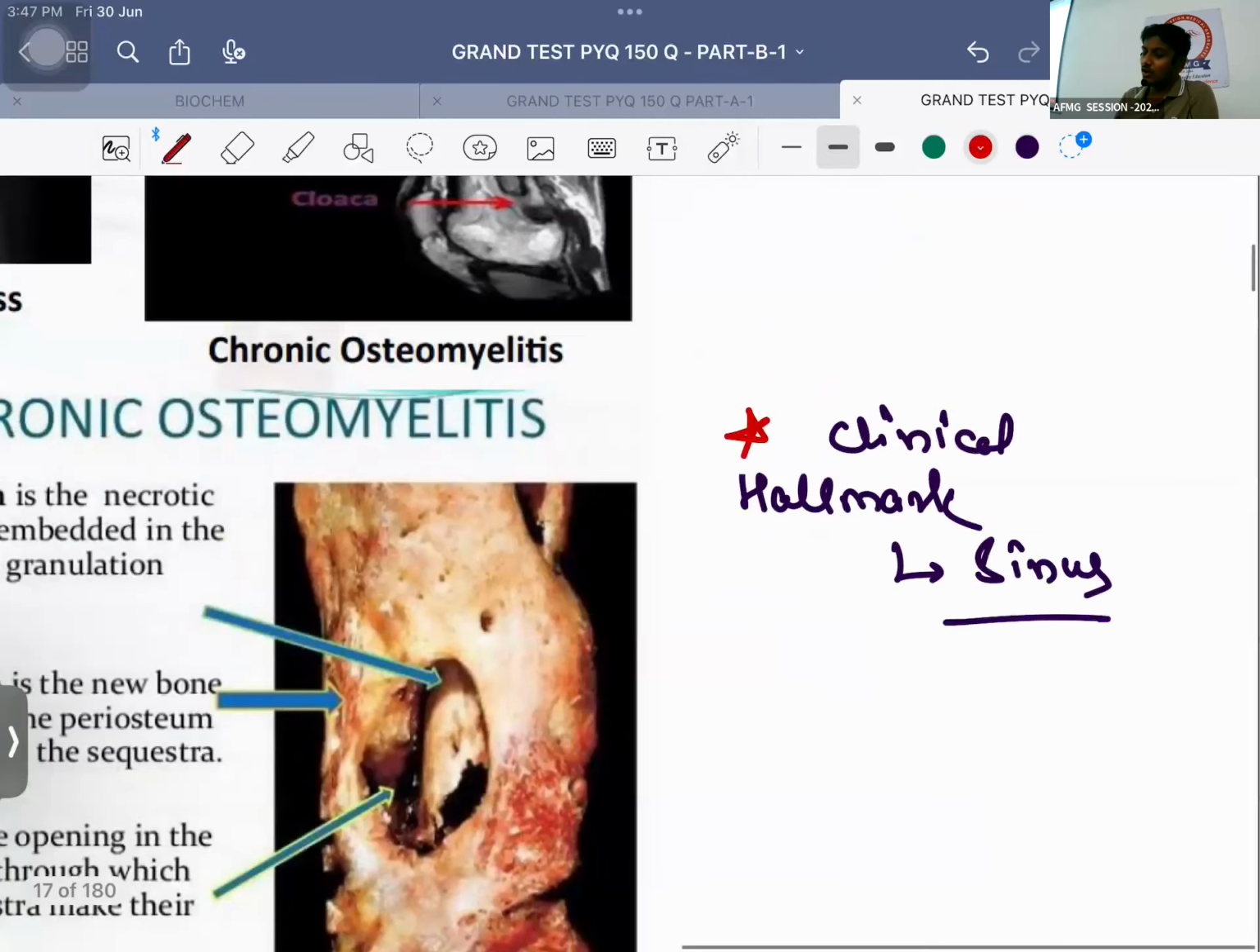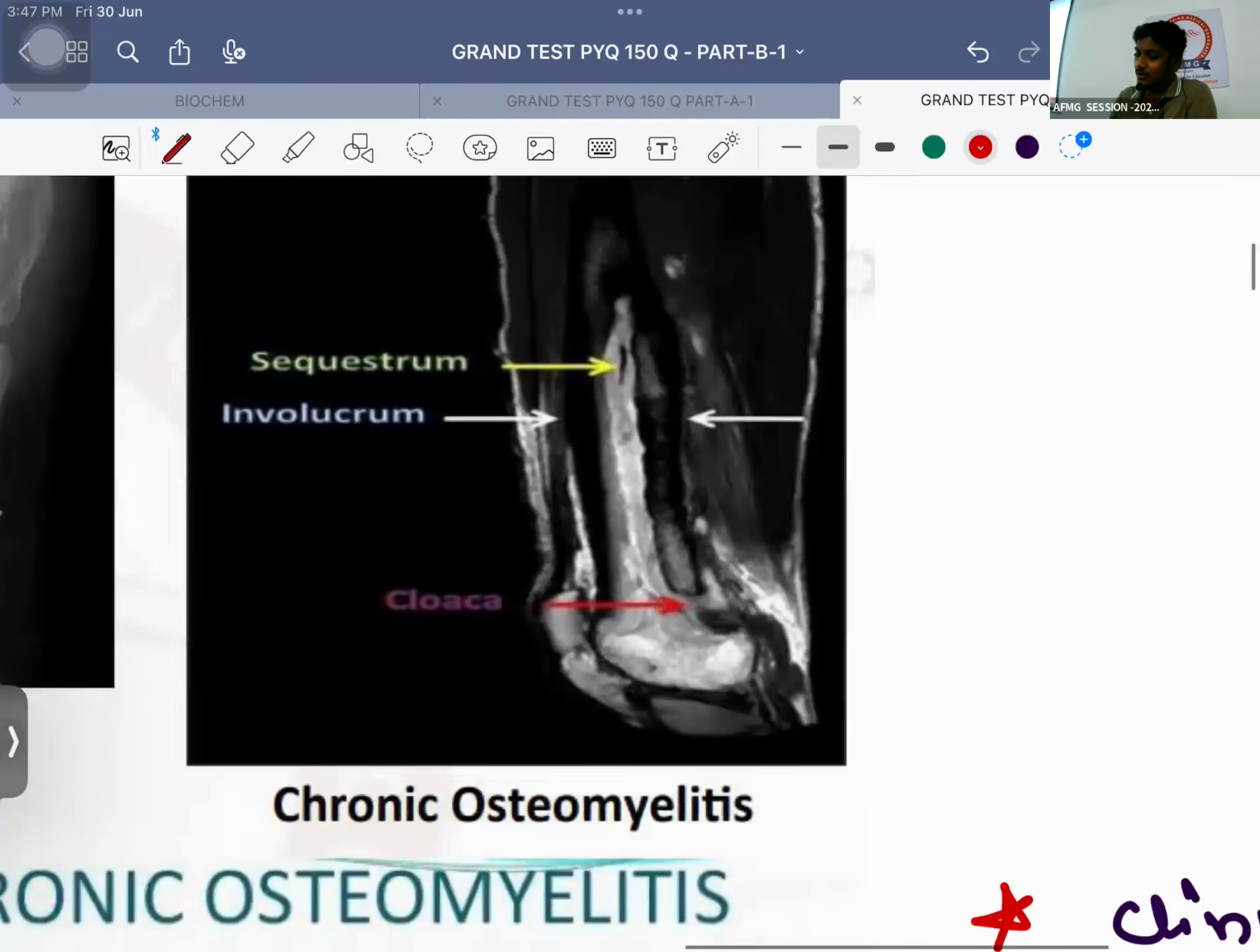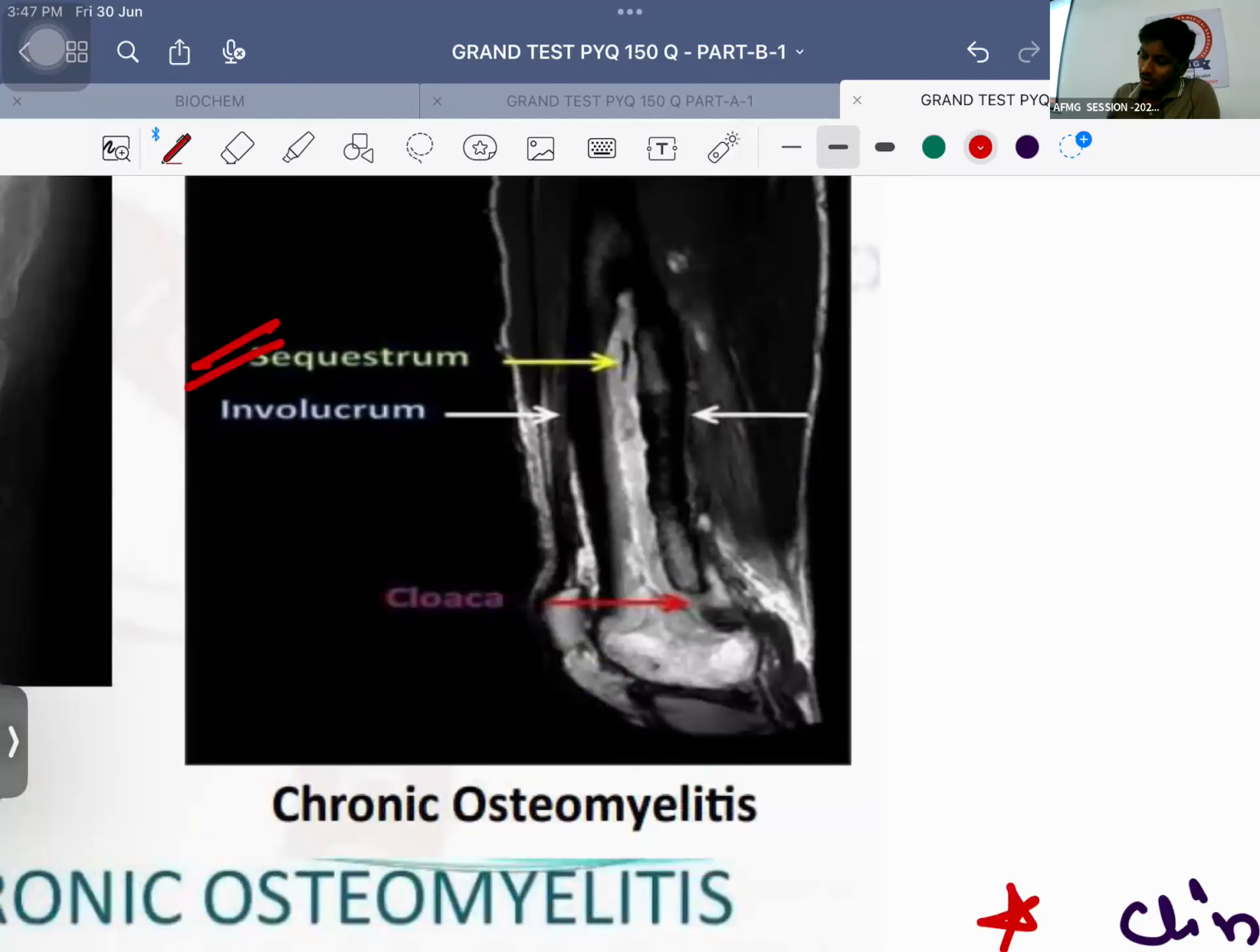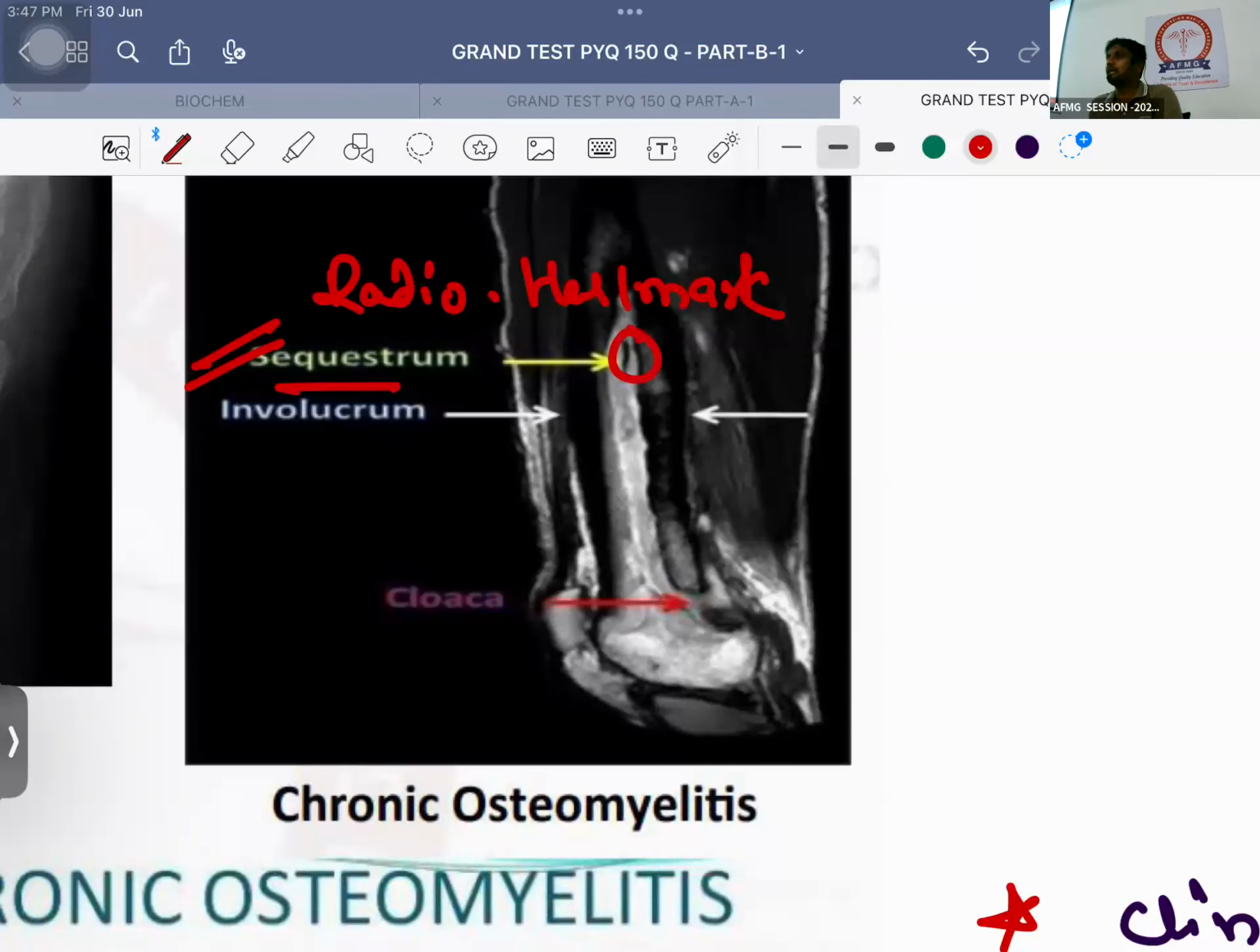But if I ask you about the radiological hallmark, which was the previous year question, very good. The radiological hallmark is a sequestrum. Okay, so the radiological hallmark. Hallmark is a characteristic feature. So the radiological hallmark is a sequestrum. Sequestrum is nothing but this dead necrotic bone. The dead necrotic bone is called as a sequestrum. अब dead bone है तो उसके आसपास नया bone बनना शुरू हो जाएगा. That new bone formation is called as involucrum. That new bone formation will be called as involucrum.